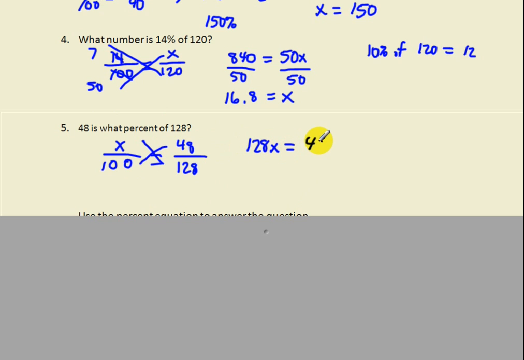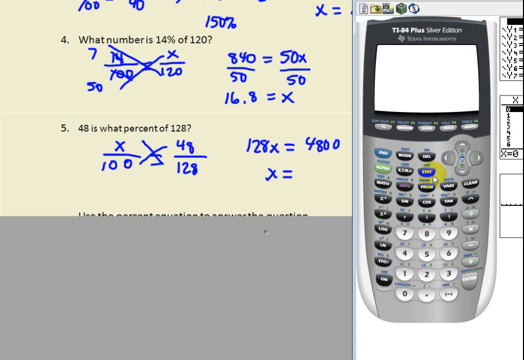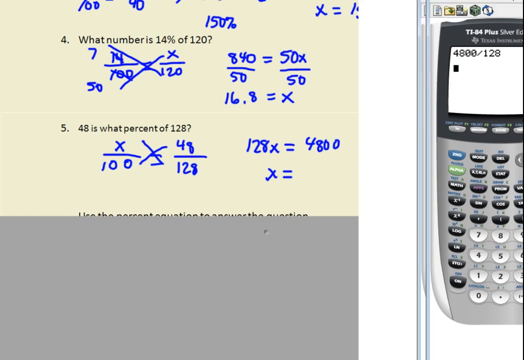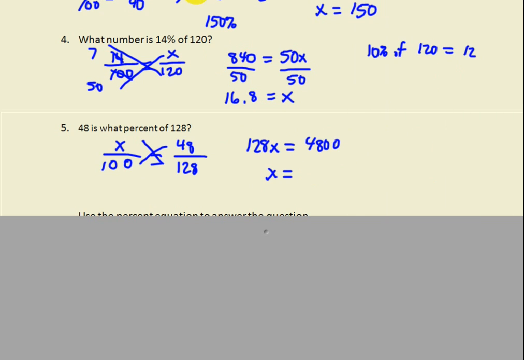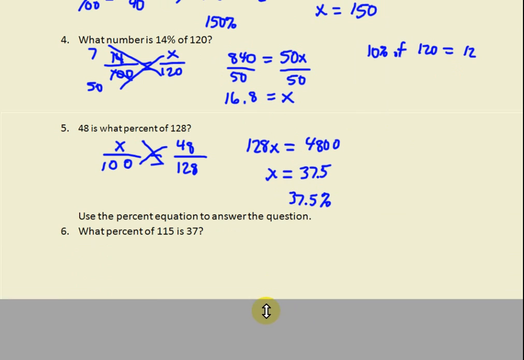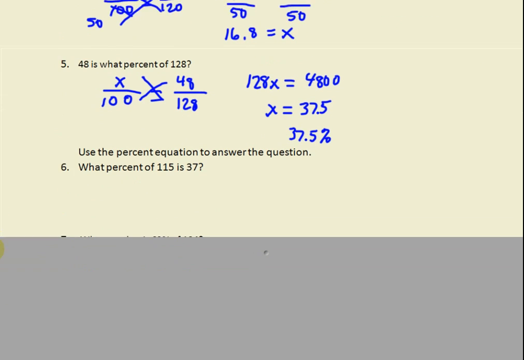128x is equal to 4,800. And then divide each side by 128. And I'll be sneaky and bring in a calculator here. So we'll take 4,800 divided by 128, and we get 37.5. So x is equal to 37.5. And remember that that's a percent. So 37.5%.